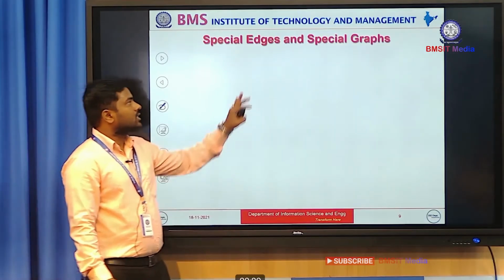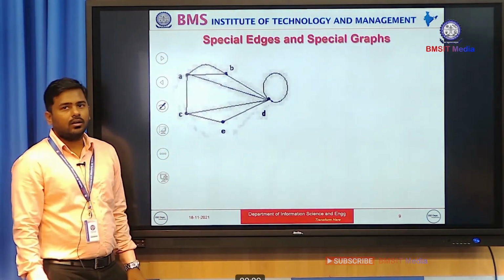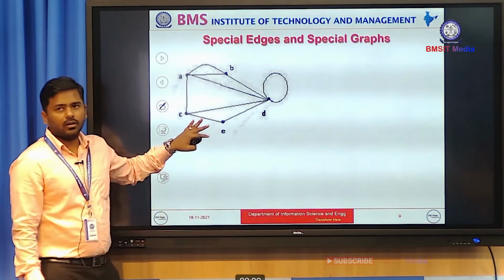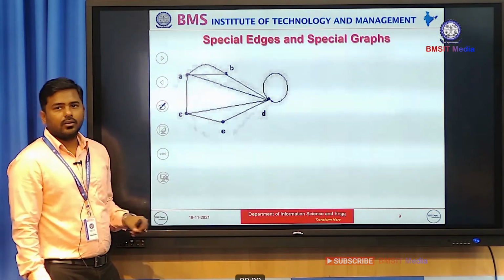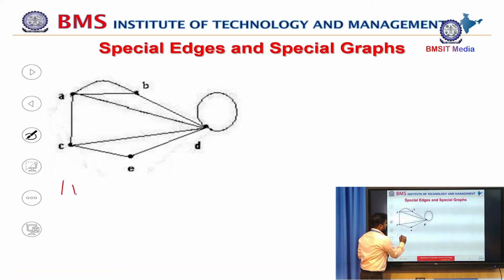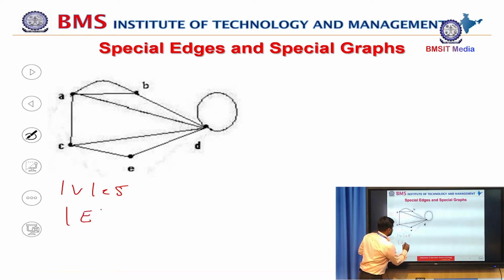Now we will discuss some special edges and special graphs we have in a graph. Let us consider this figure. Here, what is the order of the graph? The order of a graph is the number of vertices. You can see the order of the graph is 5. And what is the size of the graph? The size of a graph is the number of edges. So here we have 1, 2, 3, 4, 5, 6, 7, 8, 9. So the size of the graph is 9.